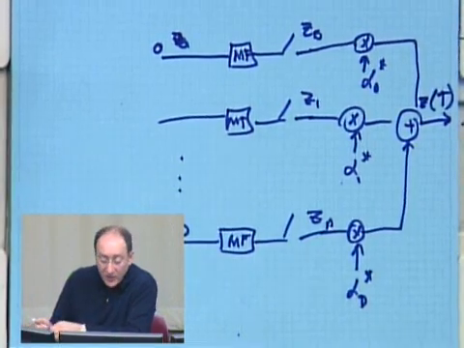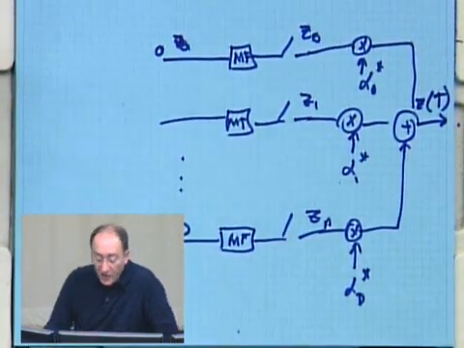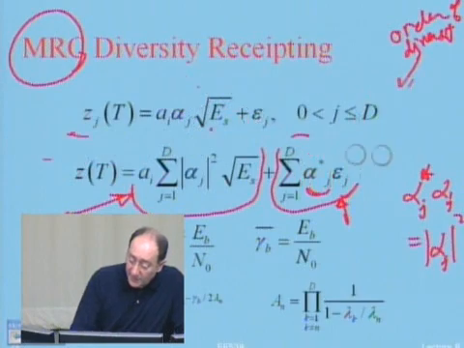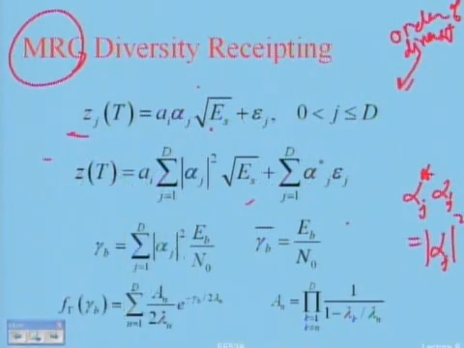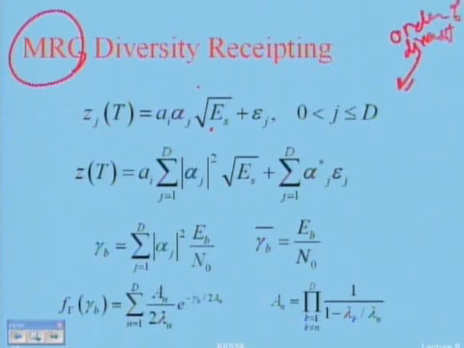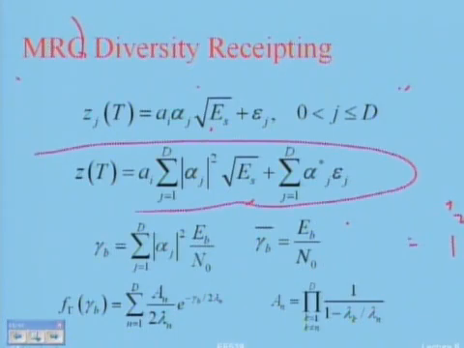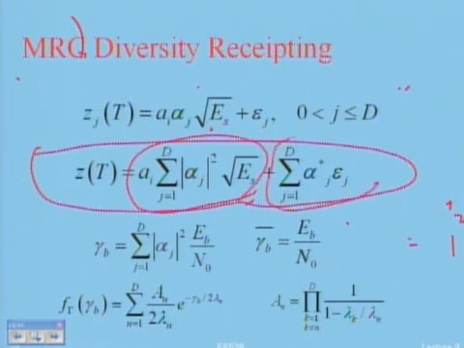Okay. Now, what is the equation for Z of T? That's what I have on the computer screen. That's this one. That's this Z of T, the output. This is my Z of T. Now, what I need to do is calculate the signal-to-noise ratio. Signal-to-noise ratio is the square of this over the variance of this thing.